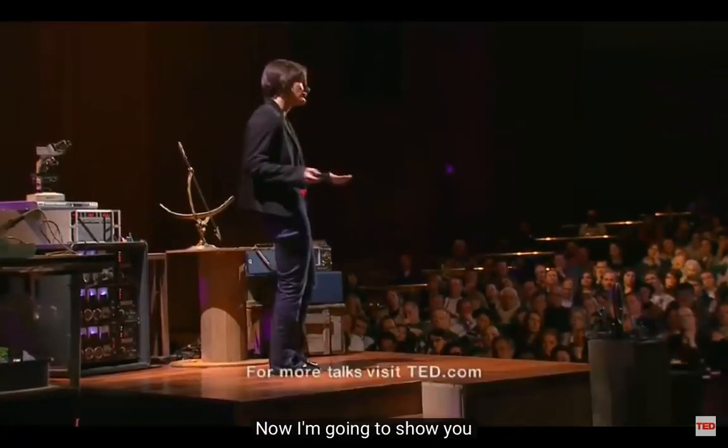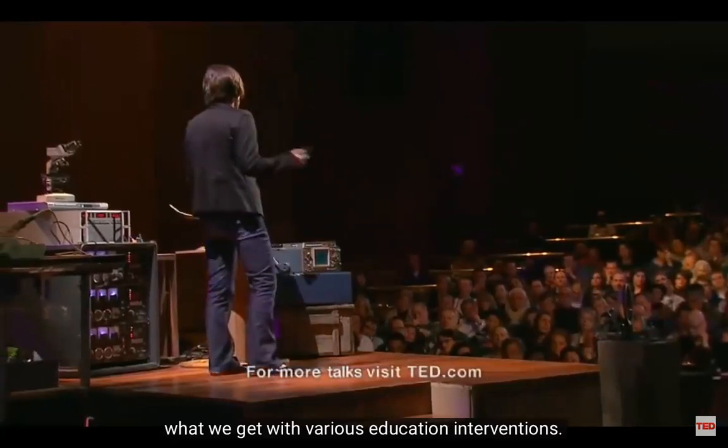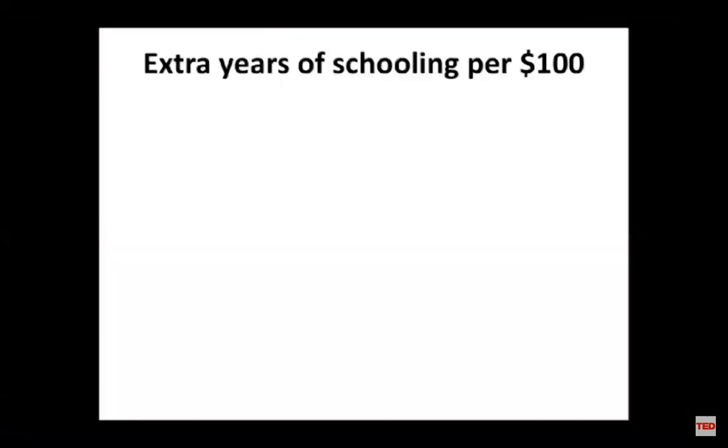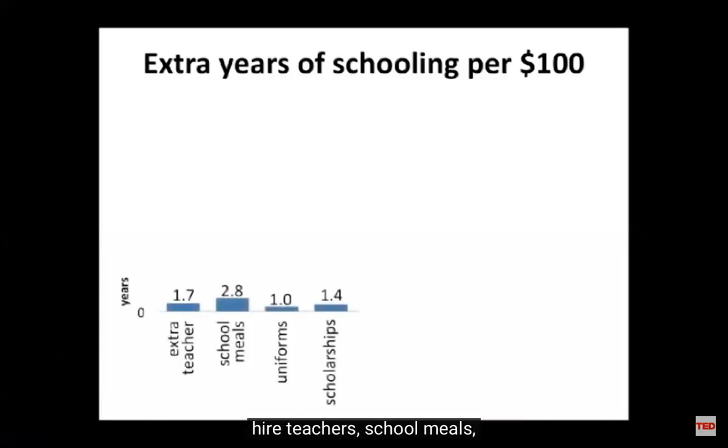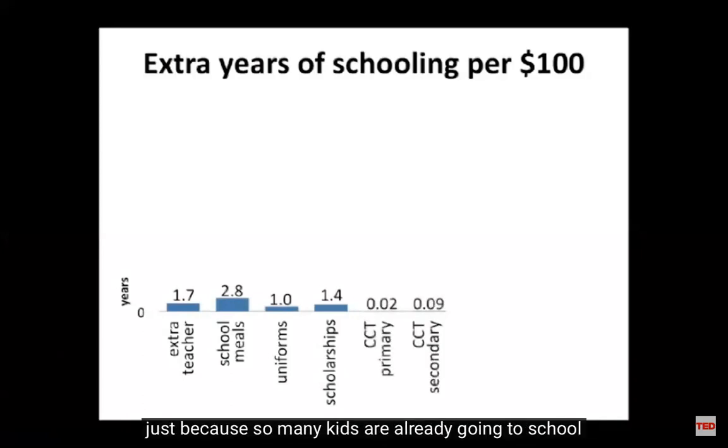Now I'm going to show you what we get with various education interventions. So the first one are, if you want, the usual suspect. Hire teachers, school meals, school uniforms, scholarships. That's not bad. For your $100, you get between 1 and 3 extra years of education. Things that don't work so well is bribing parents, just because so many kids are already going to school that you end up spending a lot of money.